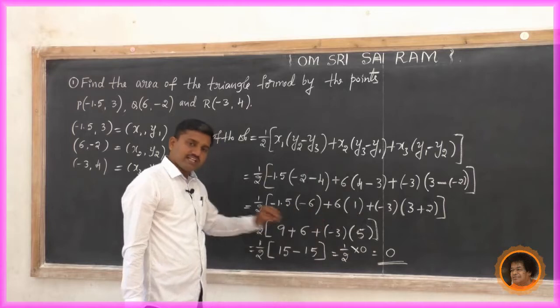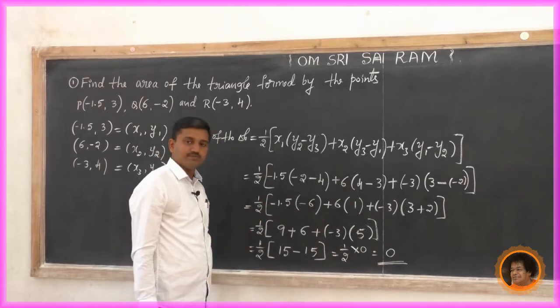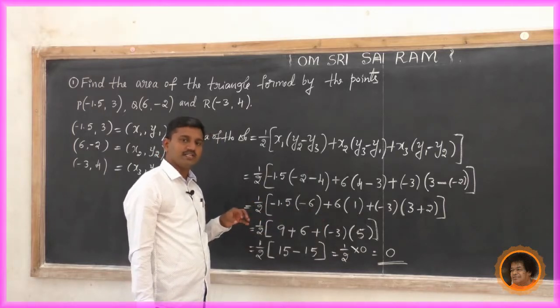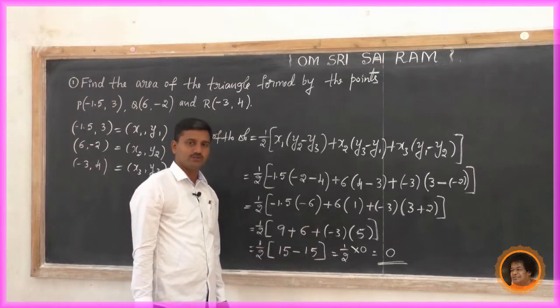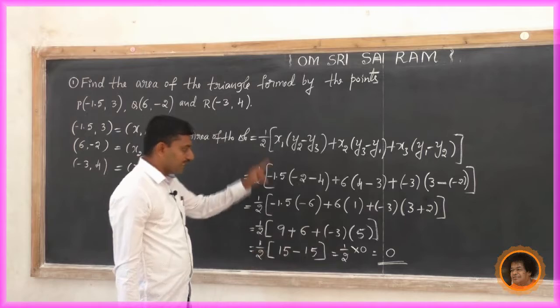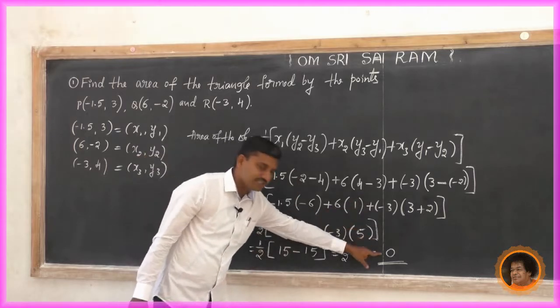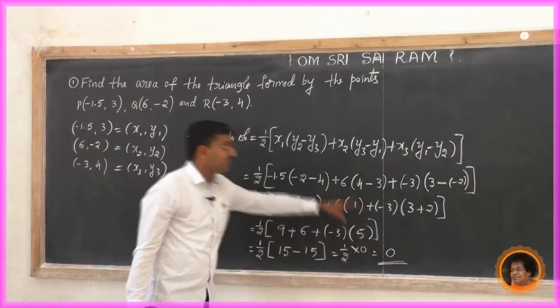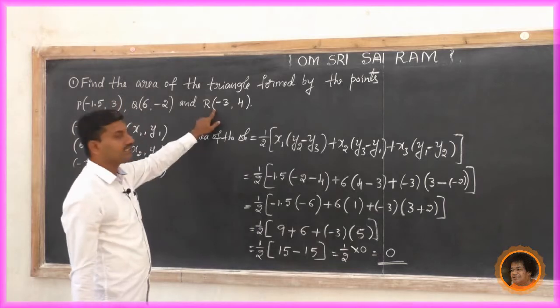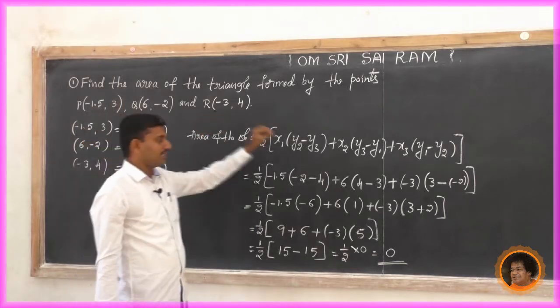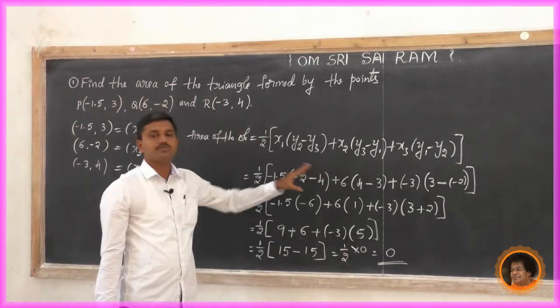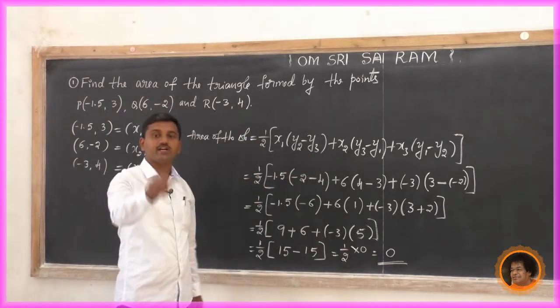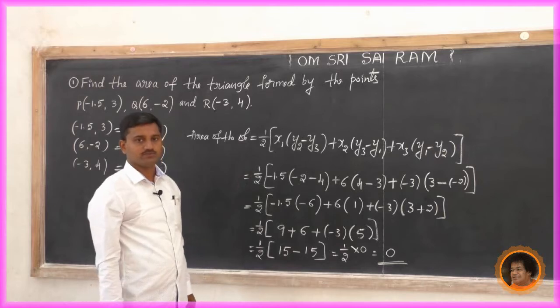The area of the triangle is 0. What does this mean? Is it possible that the area of the triangle is 0 square units? No. If the area of the triangle is 0 square units, then the vertices of the triangle are collinear. Collinear means they lie on the same straight line. So that's why the area of the triangle is 0.